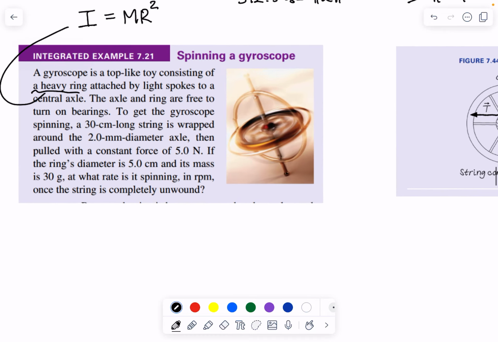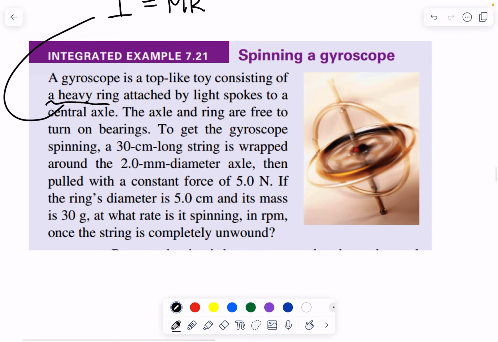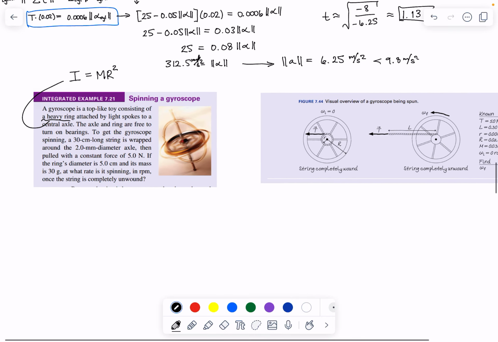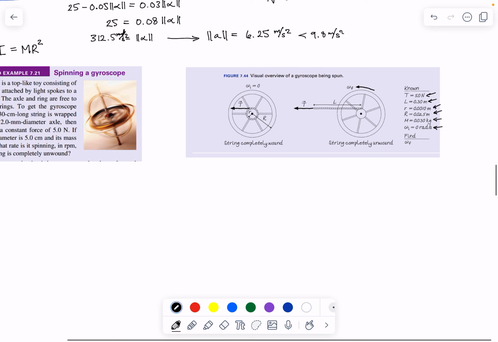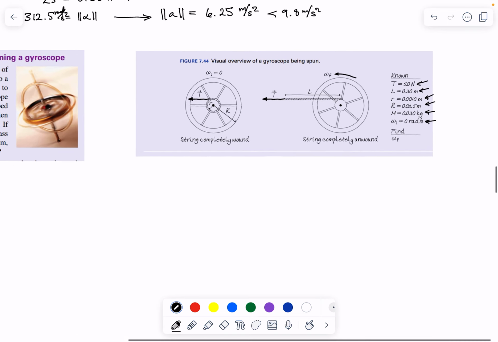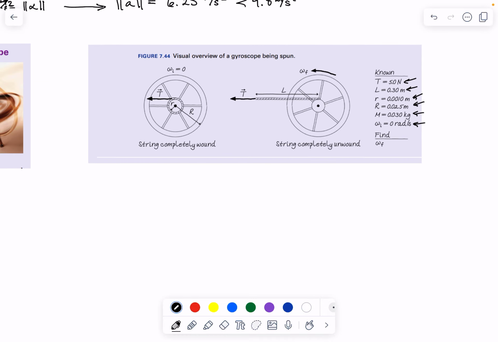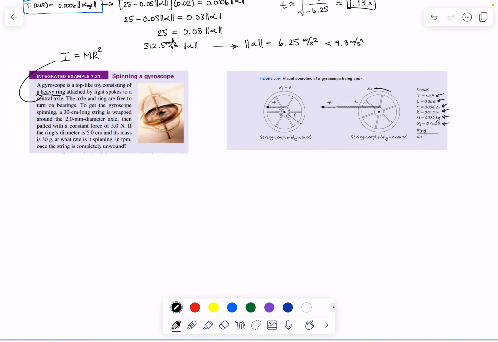But keep in mind that's something you're going to have to do, right? Essentially you would see something just like this without the diagram. You need to be able to convert that stuff, right? So if the ring's diameter is 5 centimeters and its mass is 30 grams, at what rate is it spinning in rotations per minute once the string is completely unwound, right? Interesting. Okay. So where do we begin?